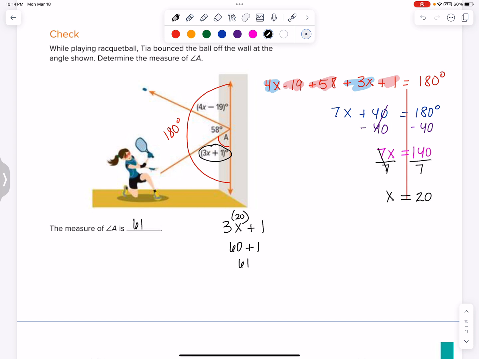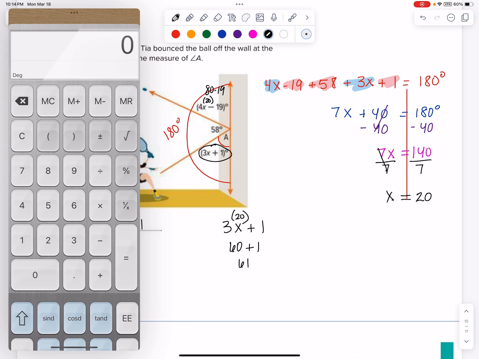Okay, just to make sure that we're good, I'm going to plug 20 into x up here too. So we have, it's probably actually right at 20. So we have 80 minus 19. So 80, 70, 60. So we have 61. 80 minus 19. Yep, 61.